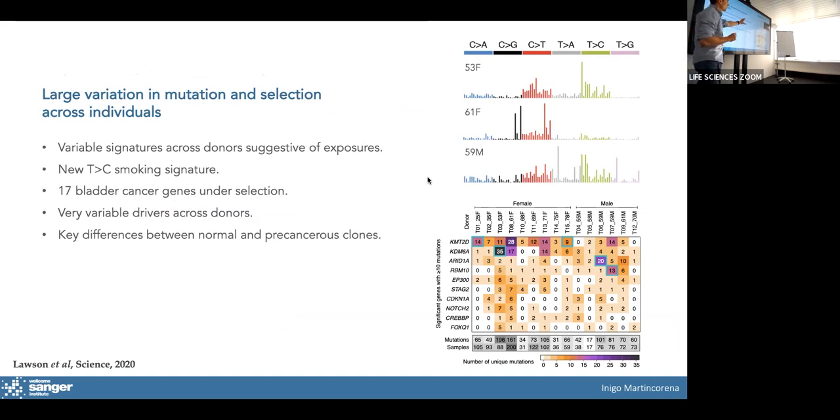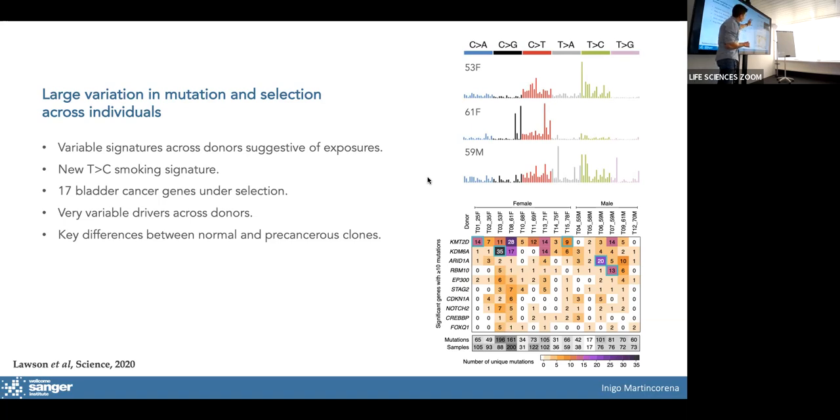Some of these mutational signatures that we found were unknown, and for some of them we don't have an explanation. So presumably there are exposures out there that we're constantly being exposed to that are causing mutagenesis and we're not aware of them. This individual, for example, has a very dominant mutational signature that we have never seen before or after.